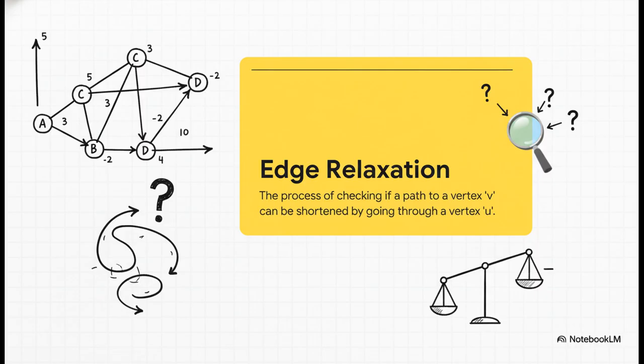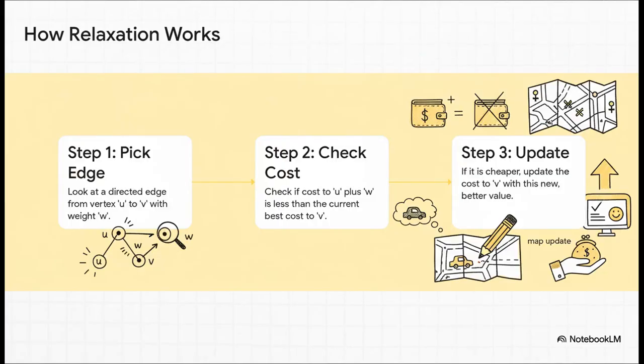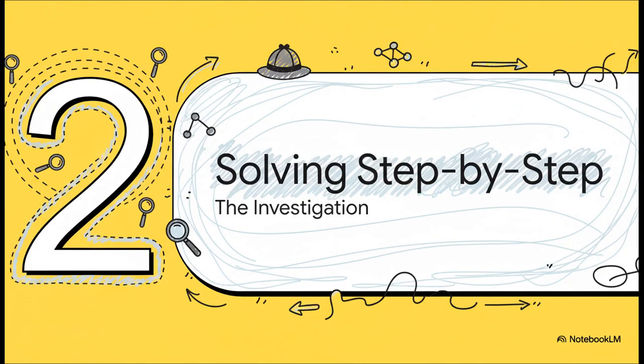Hey, is it cheaper to get to my destination if I take this specific road from where I am right now? And here's exactly how it works, step by step. For any road going from, let's say, point U to point V, you just do some basic math. You take the best cost you know of to get to U, add the cost of the road to V, and then you check, is that total better than the current best price for V? If the answer is yes, if you've found a better deal, you just update your map with the new, cheaper price. Simple as that.